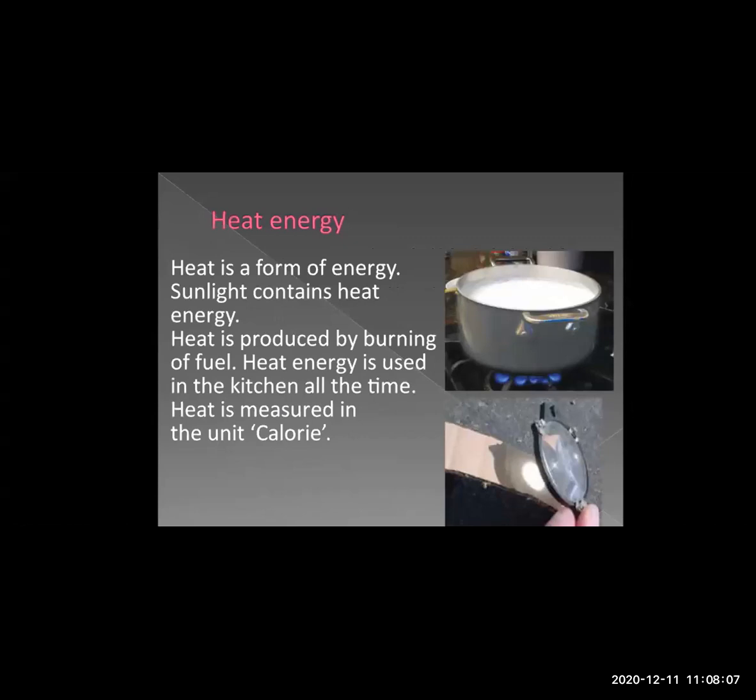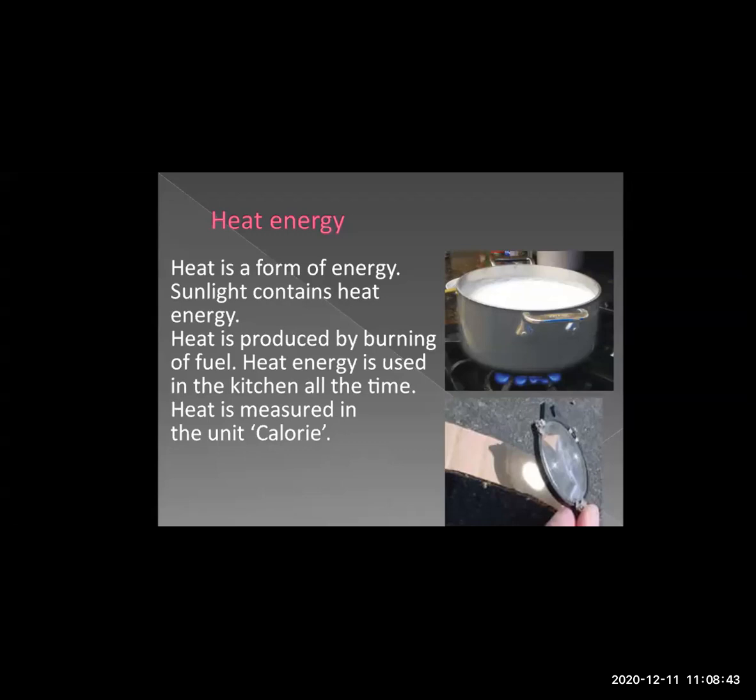Now next is heat energy. You must have seen your mother performing some activities in your home. For example, she is cooking in the kitchen and she is using heat energy. Now what is used at home for heat energy? That is the gas stove. Okay, so these are the sources of energy. Stoves are not used much in daily use now. We are using gas, so in each and every house gas is there.